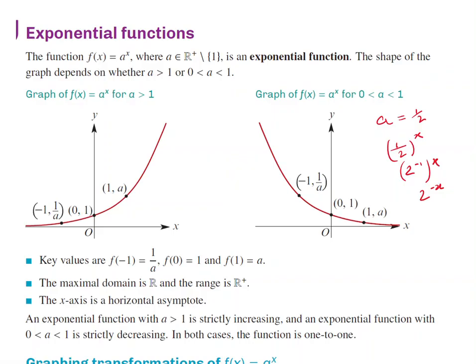Okay, so key values: f of -1 is 1 on a, f of 0 is 1, and f of 1 is a. The maximum domain is the reals, and the range, looking at the y values, is the positive reals, not counting 0. And the x-axis is a horizontal asymptote.